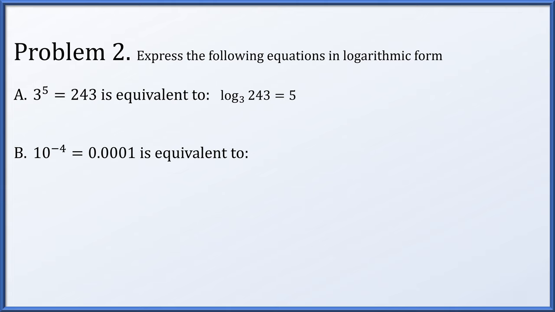10 to the minus 4 equals 0.0001. Well, what's our base? Our base is 10. Our output is 0.0001, and then the exponent is negative 4. So the logarithm base 10 of 0.0001 is equal to negative 4.